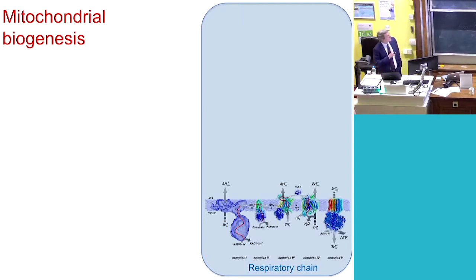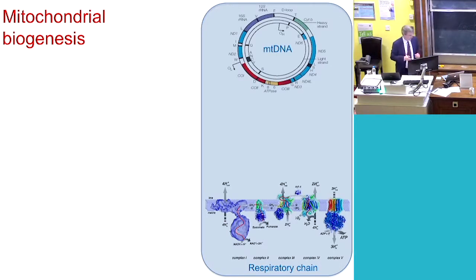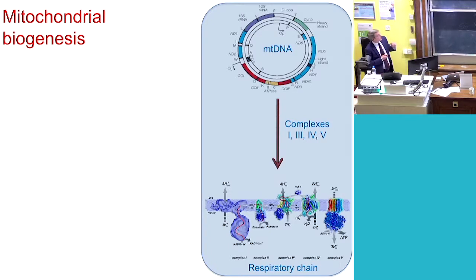And central to this is this group of 100 proteins arranged into 5 complexes that form the respiratory chain that make ATP. And this respiratory chain is synthesized from 2 different genomes. From mitochondrial DNA, which is a circle, and there are many copies of this circular genome that are present inside the mitochondria. And this genome goes on to contribute to protein components of several of these respiratory chain complexes.